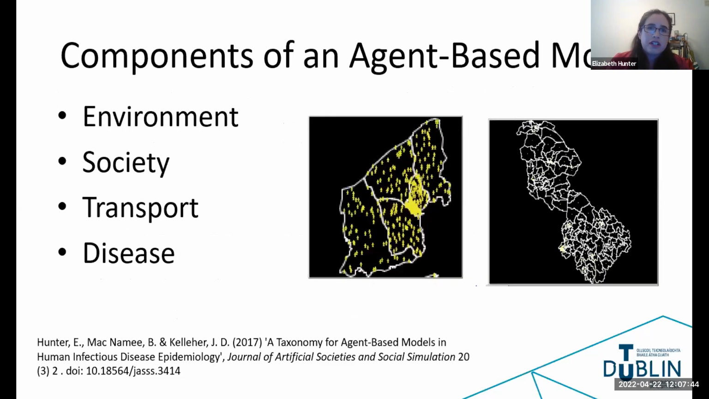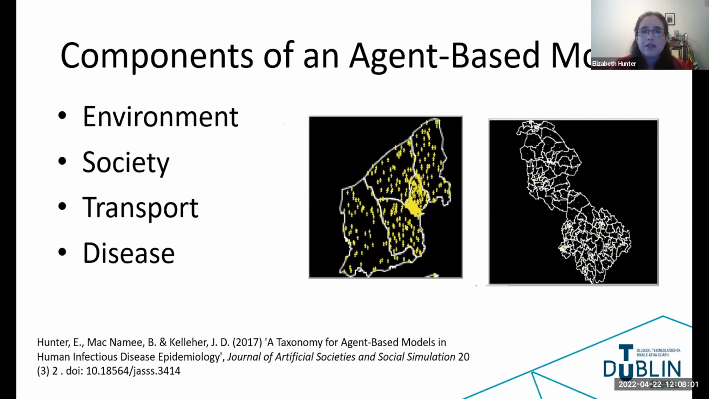So when we started this work, the first step was going through the literature, seeing what was out there. What we found was that agent-based models for infectious disease spread tended to have four main components that helped build those models, and they were environment, society, transport, and disease.